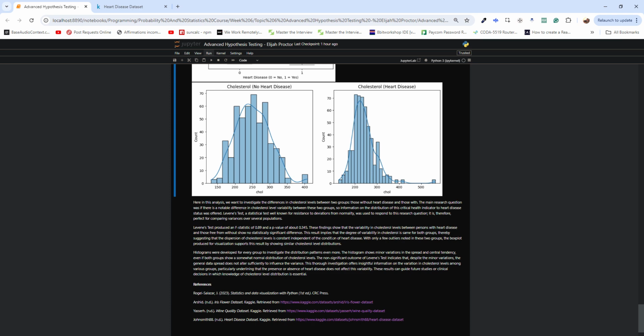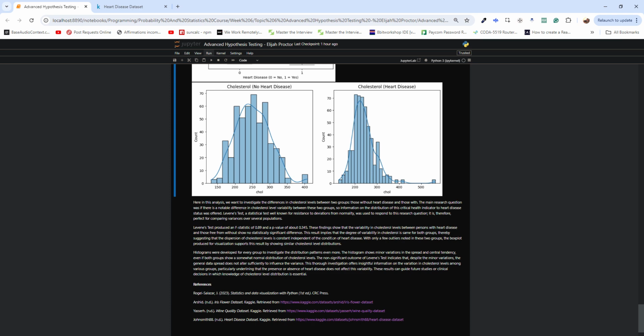Our box plot, which is used to visualize cholesterol levels, does support the findings, and it shows similar distributions with only a few outliers in each of our groups. And then our histograms were created for each group to further explore our distribution patterns. And even though there are minor differences in the spread and central tendency, both of these groups show a somewhat normal distribution of cholesterol levels.